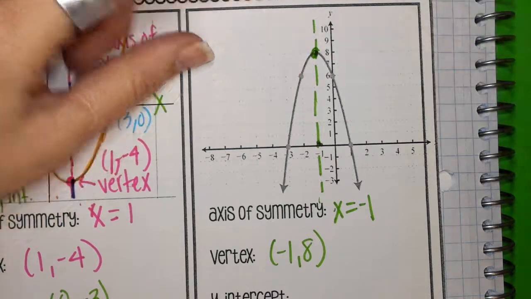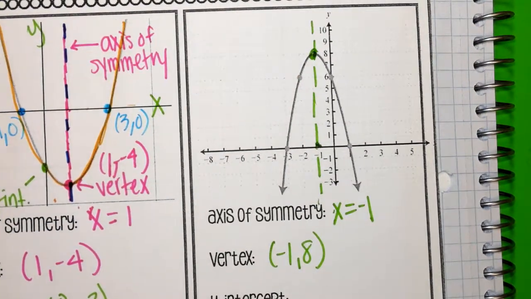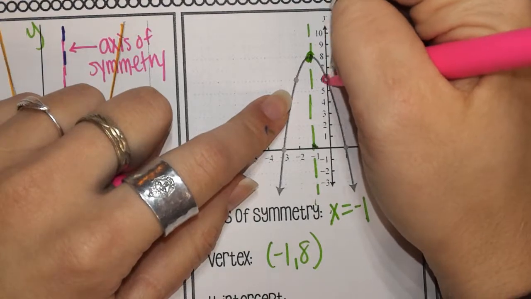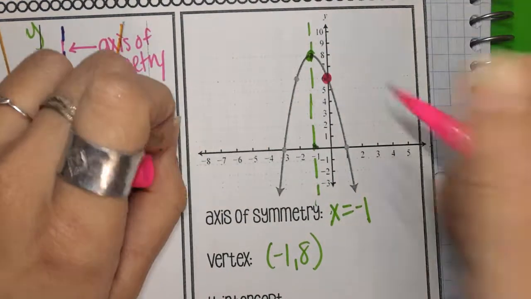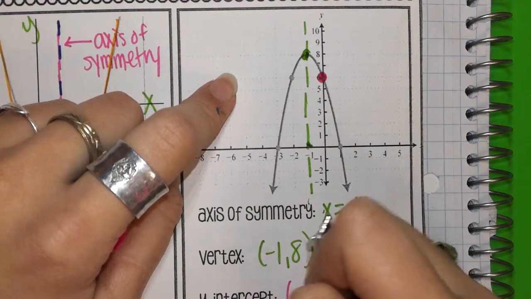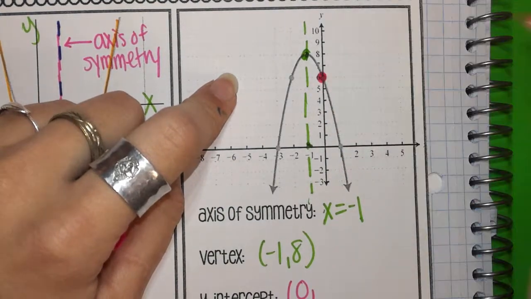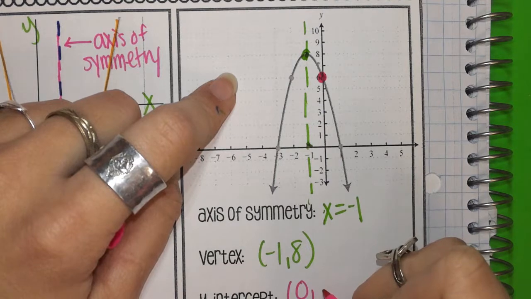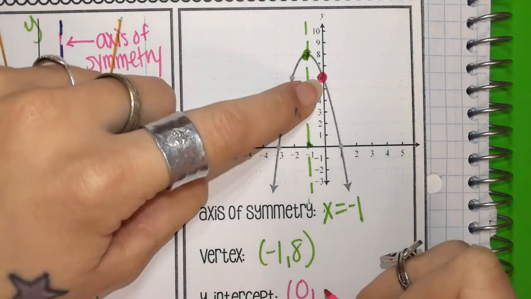Now the y-intercept is where it crosses the y-axis. So that's this point right here. Would we go left or right any to get to this point? Nope. So that's 0. And then how high do we go up? 8. We're right here at this pink point.